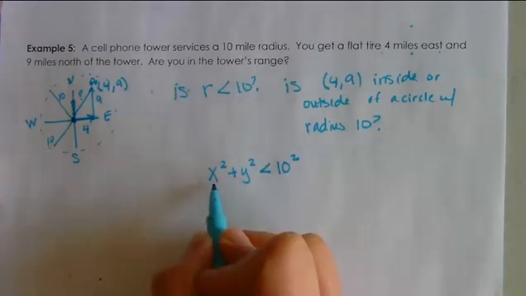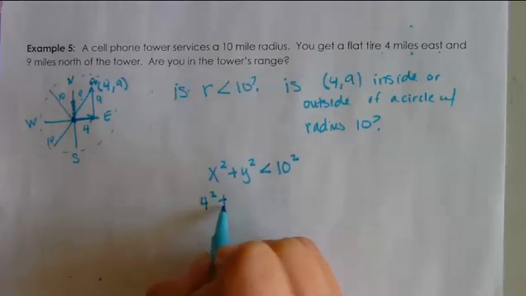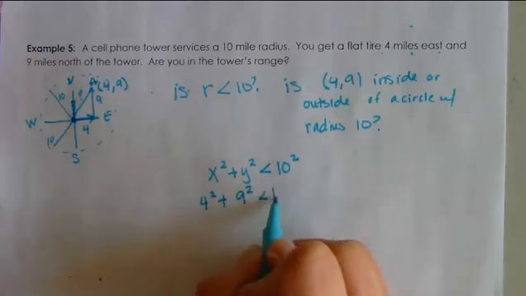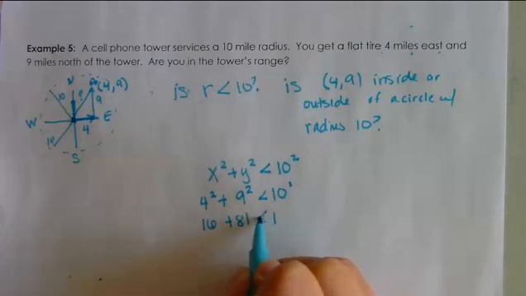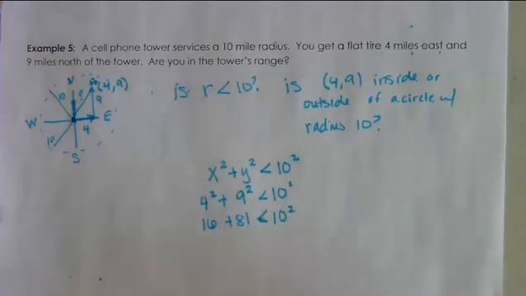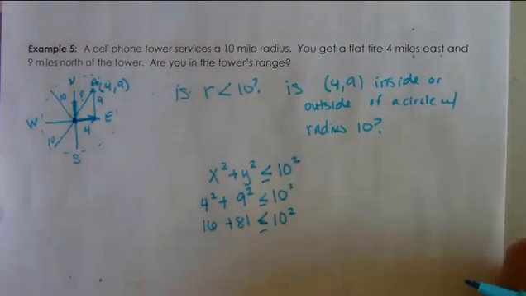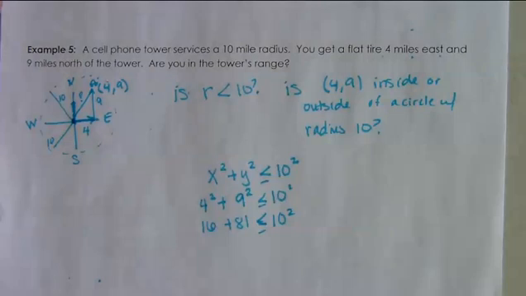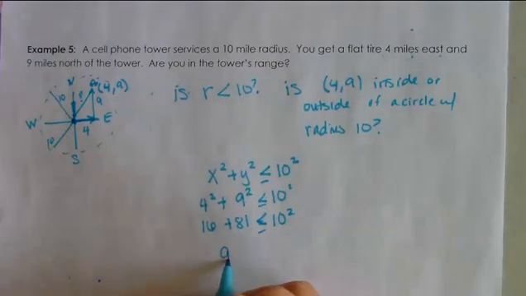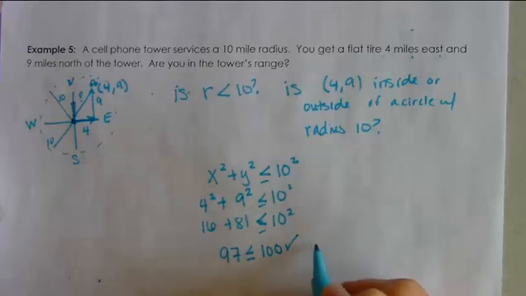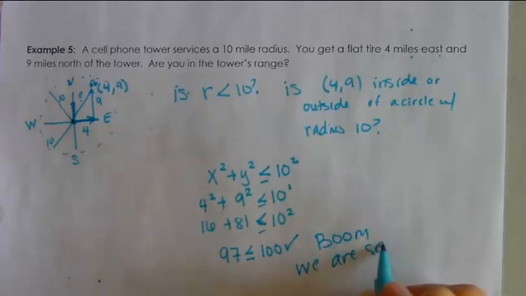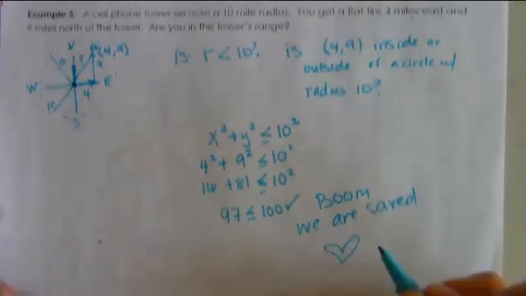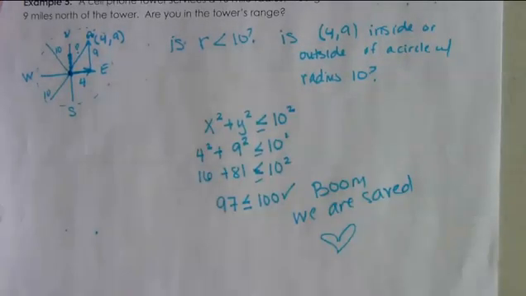So x is 4 and y is 9. So 16 plus 81 equals, less than 10 squared. I guess technically we can have less than or equal to because it's got that 10-mile radius. So now we have that 97 is less than or equal to 100. Boom. We are saved. Yay. Okay, happy homework checking.